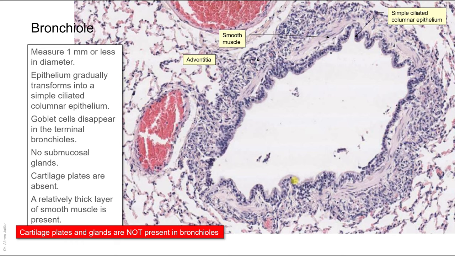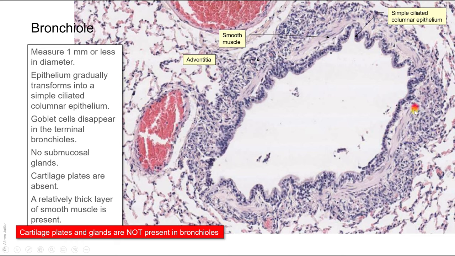So as the mucous glands and the submucosa. So there are no submucosal glands, they disappear. And the most important thing here is that there is no cartilage in the wall. So the cartilage plates and the glands are not present in bronchioles. This is the hallmark of the bronchiole. And instead we have, again, a circumferential layer of smooth muscle fibers.